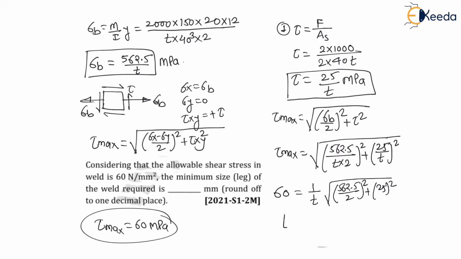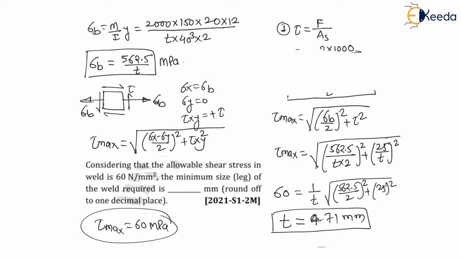And in this equation only thickness is unknown, so solve for thickness. And my dear students, if I solve for thickness, then we will get thickness equal to approximately 4.71 mm, right? This is the thickness of weld. But my dear students, they are asking leg size, right?